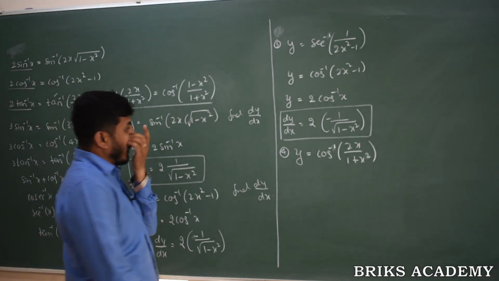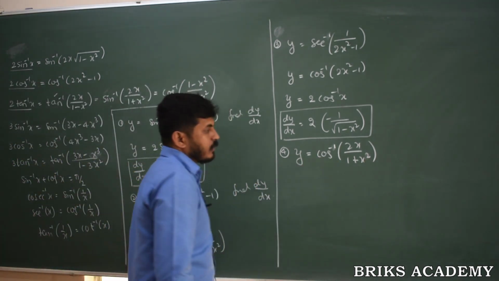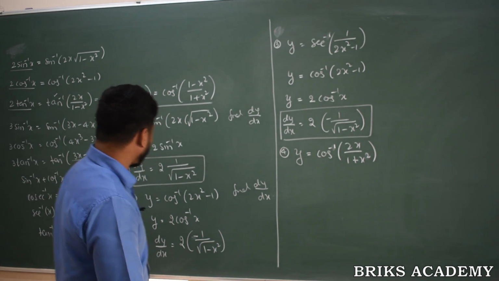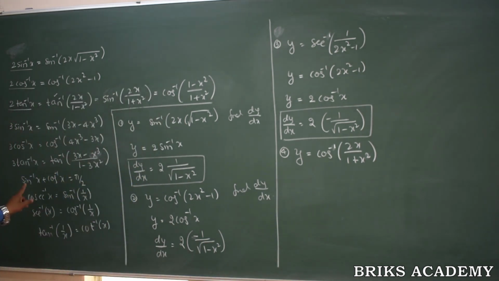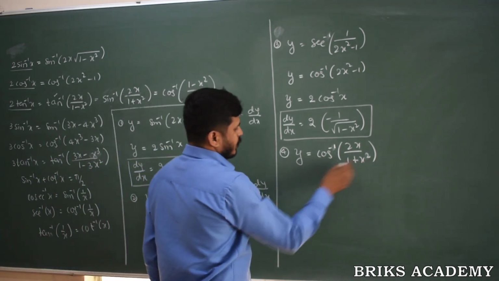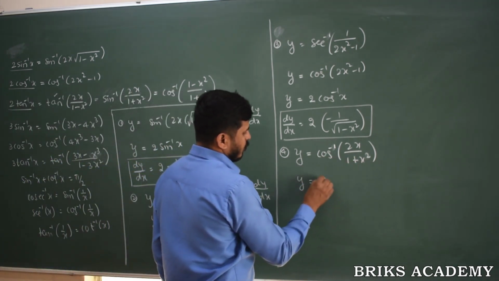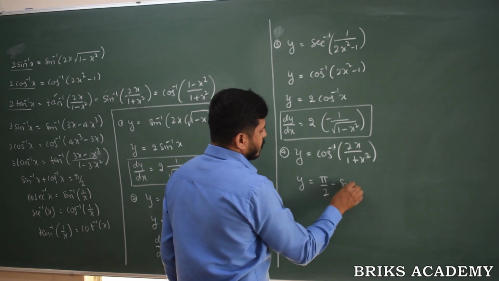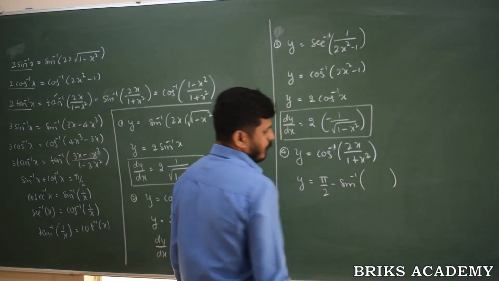That means I need to convert cos inverse in terms of sin. How to convert cos inverse in terms of sin? Here is the formula. Sin inverse x plus cos inverse x is equal to pi by 2, or cos inverse x is equal to pi by 2 minus sin inverse x. So cos inverse of something, y, is equal to pi by 2 minus sin inverse of something.